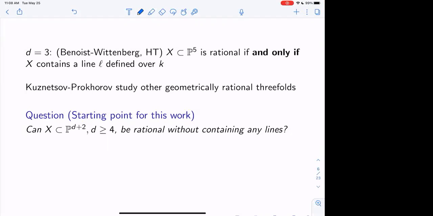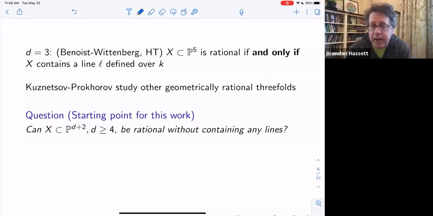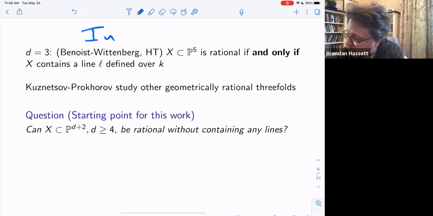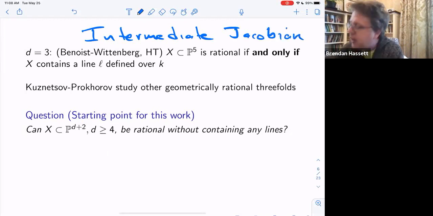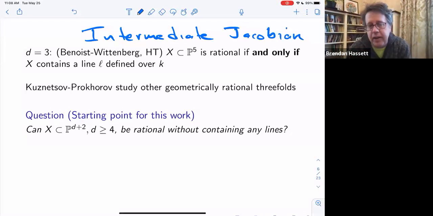Kuznetsov and Prokhorov have expanded this line of investigation to cover quite a large collection of classes of geometrically rational three-folds. I'm not going to review much about what Benoit Wittenberg and I do, except to say that the intermediate Jacobian plays an important role. In some sense, the Clemens-Griffiths philosophy that the intermediate Jacobian should control rationality of three-folds, there are versions of this over non-closed fields.